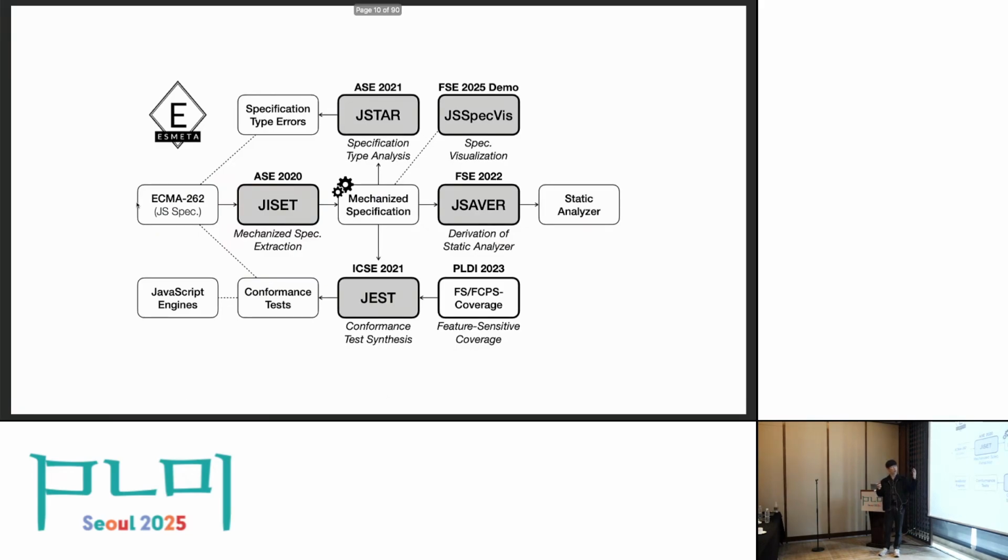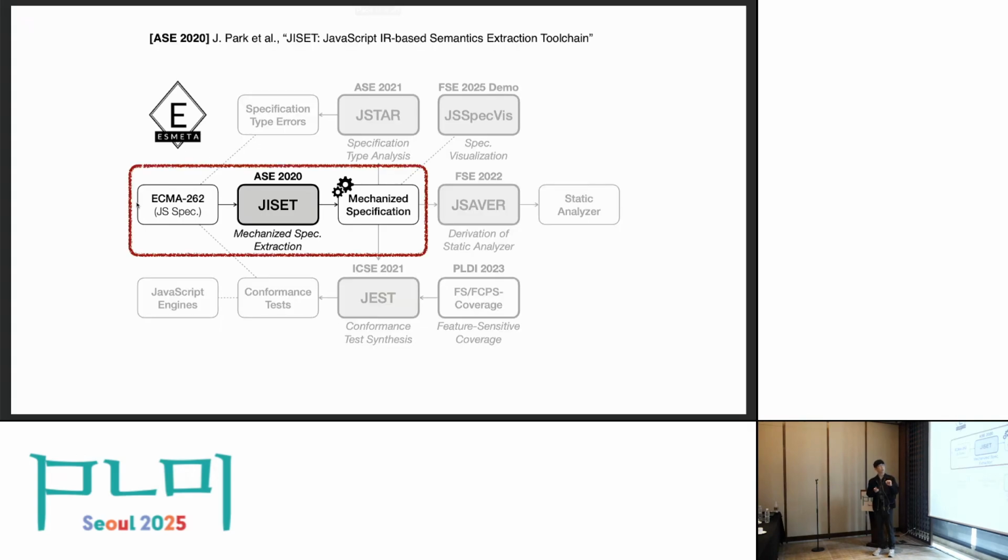In this talk, I will explain our journey with our framework called ESMeta. In each step, we developed different tools, including JSTAR and others, but all these tools are included in our general framework called ESMeta. I will first explain how to extract our mechanized specification from the language specification, and then how to utilize it in very different ways. So let's start from the first part: how to extract the mechanized specification.